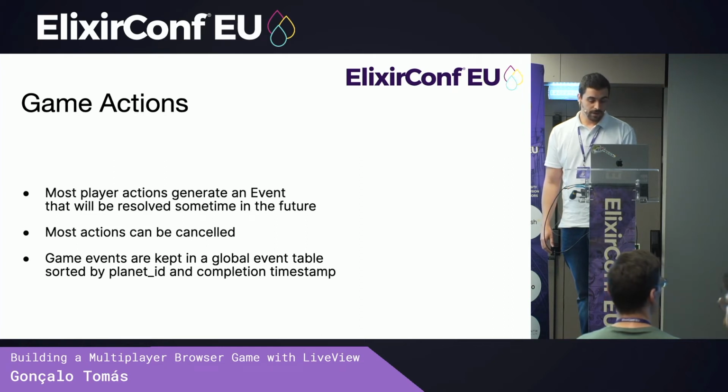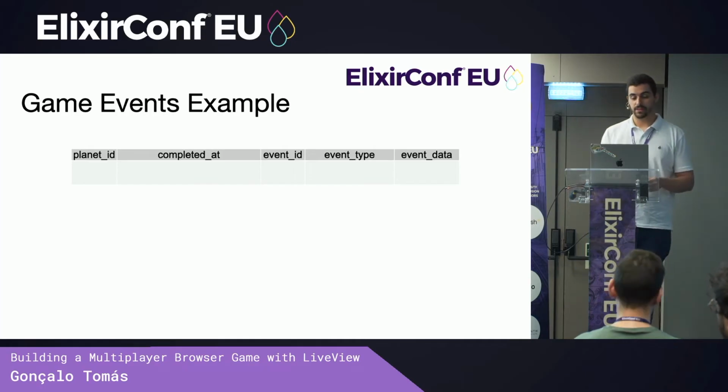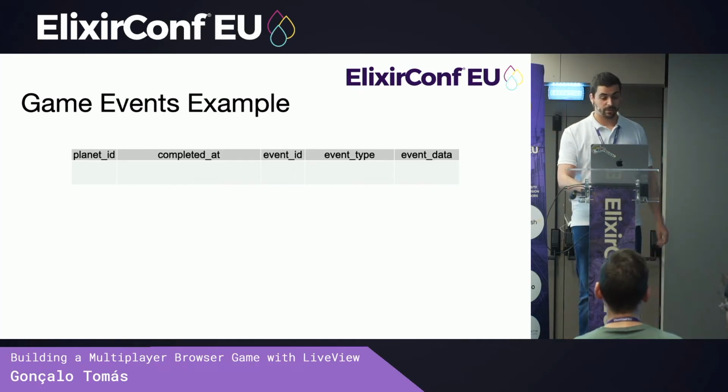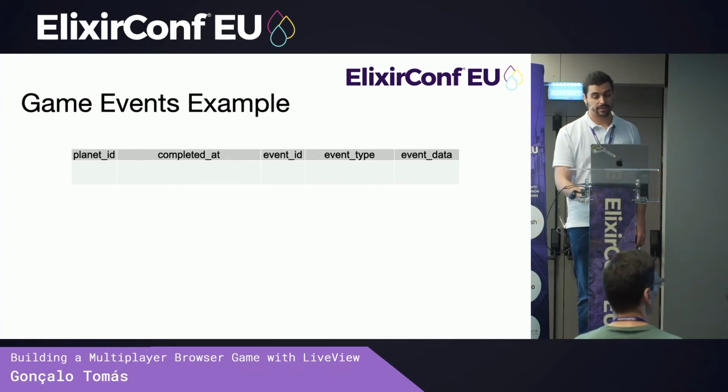So we're going to have a global table of events. And this is a simplified way of how it could look. We have the planet ID, the timestamp, and some event information.